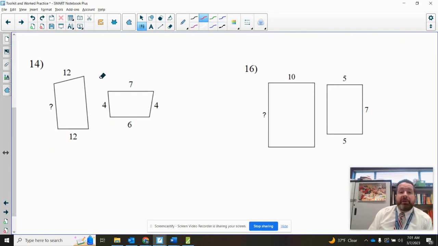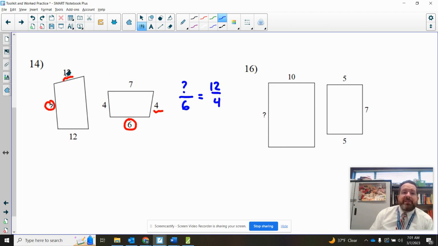Now, when the shape is maybe tilted a bit, you do the same thing. You just have to be very careful about lining things up. For example, this 12 looks to me like it kind of matches up with this 4. So it's this side part to this side part. The question mark looks to be the shorter of the two parallel sides. So that's going to line up with 6. Let's set up our ratio. Question mark compared to 6 is the same as 12 compared to 4.